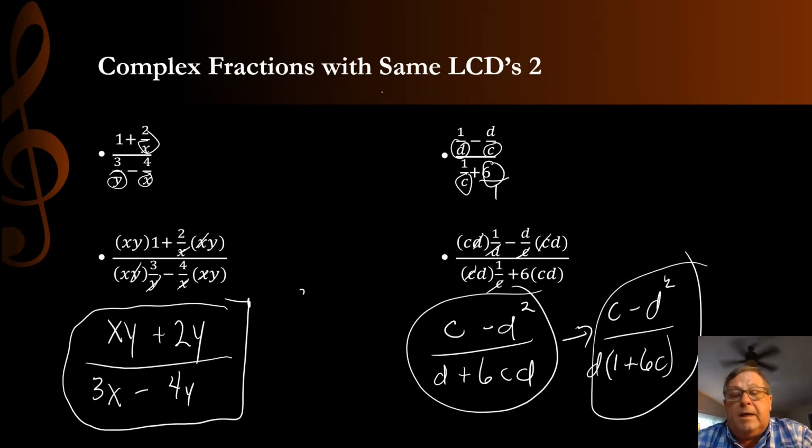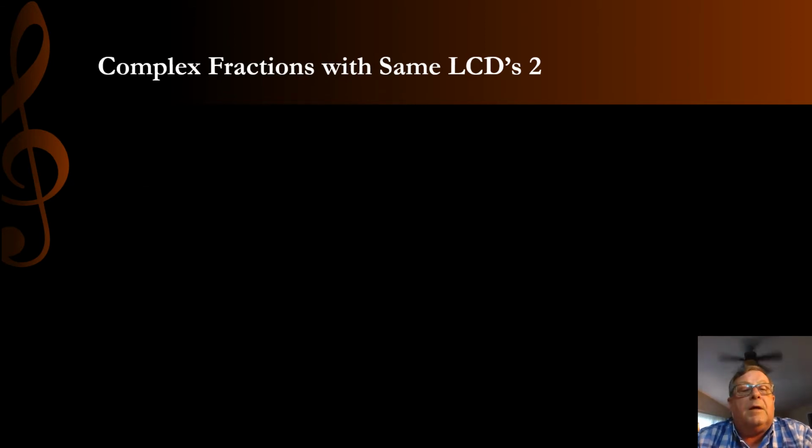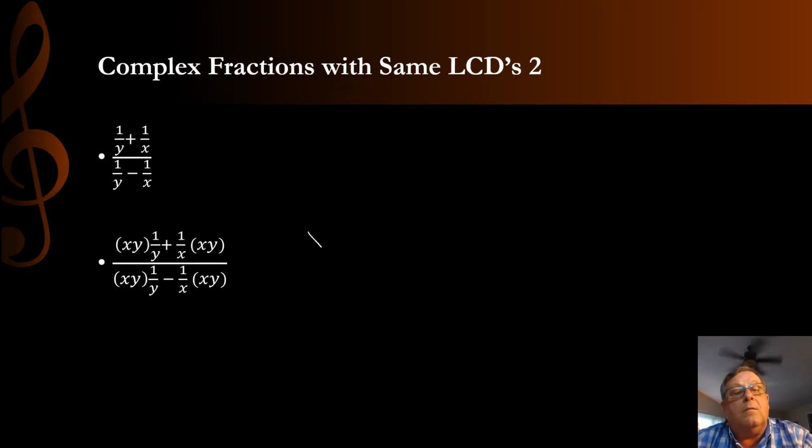Let's just really quickly look at a couple more. Okay, so we've got 1 over y plus 1 over x divided by 1 over y minus 1 over x. Well, we got a y in the denominator, we got an x in the denominator, and down in the bottom we got a y and an x, but we're going to multiply every term. Our lowest common denominator is xy.